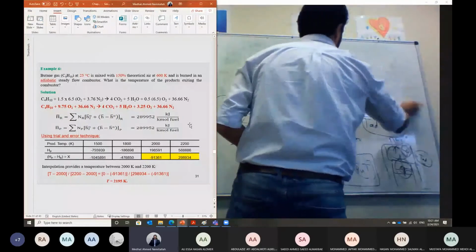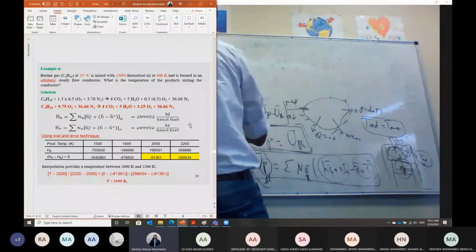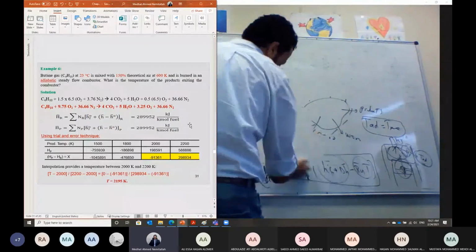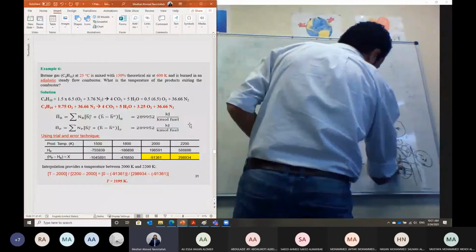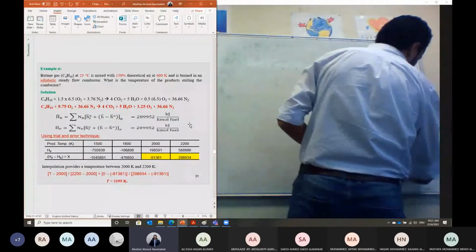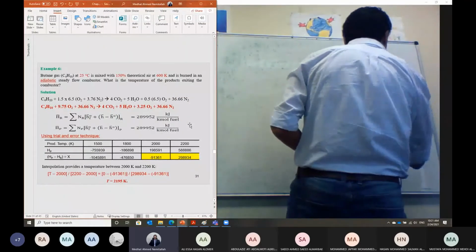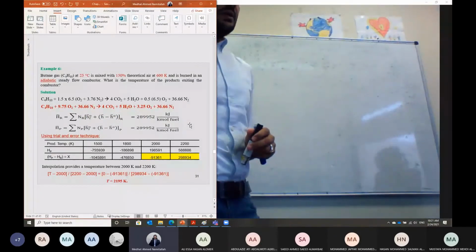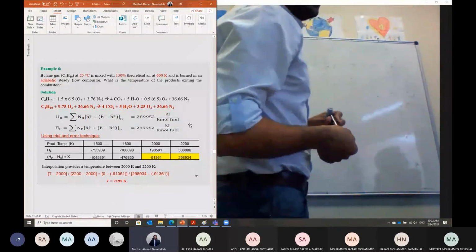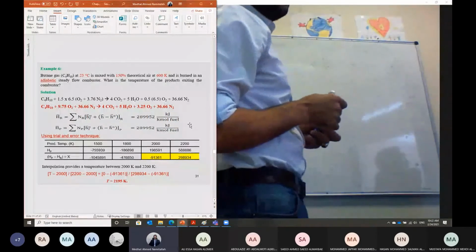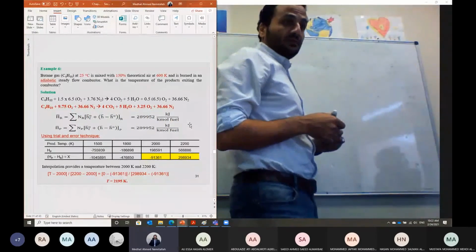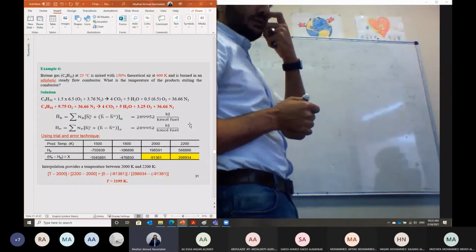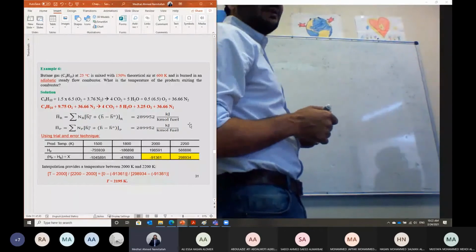But you have to look at the system first. Is it constant pressure, applied to an open system, or is it constant volume, applied to the case of a gasoline engine, or when we have a rigid tank, a closed system with constant volume combustion? The problem says butane, which is C4H10 at 25 degrees C, is mixed with 150% theoretical air, so lambda is equal to 1.5. This air is coming at 600 Kelvin, and is burned in an adiabatic combustor.